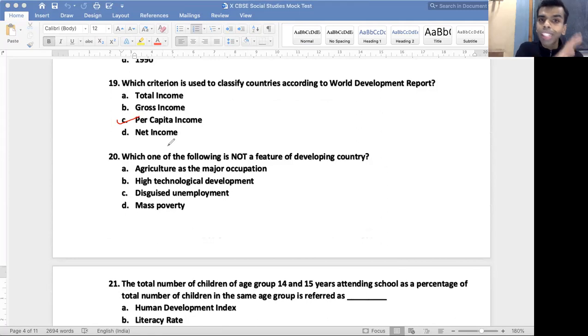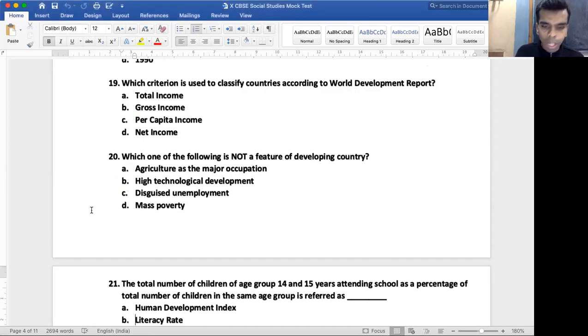Which one of the following is not a feature of developing country? If you look carefully, agriculture as a major occupation, disguised unemployment, mass poverty, these are all features of developing countries, except high technological development. Because high technological development you will find in the developed countries. So hence high technological development is not a feature of developing countries.